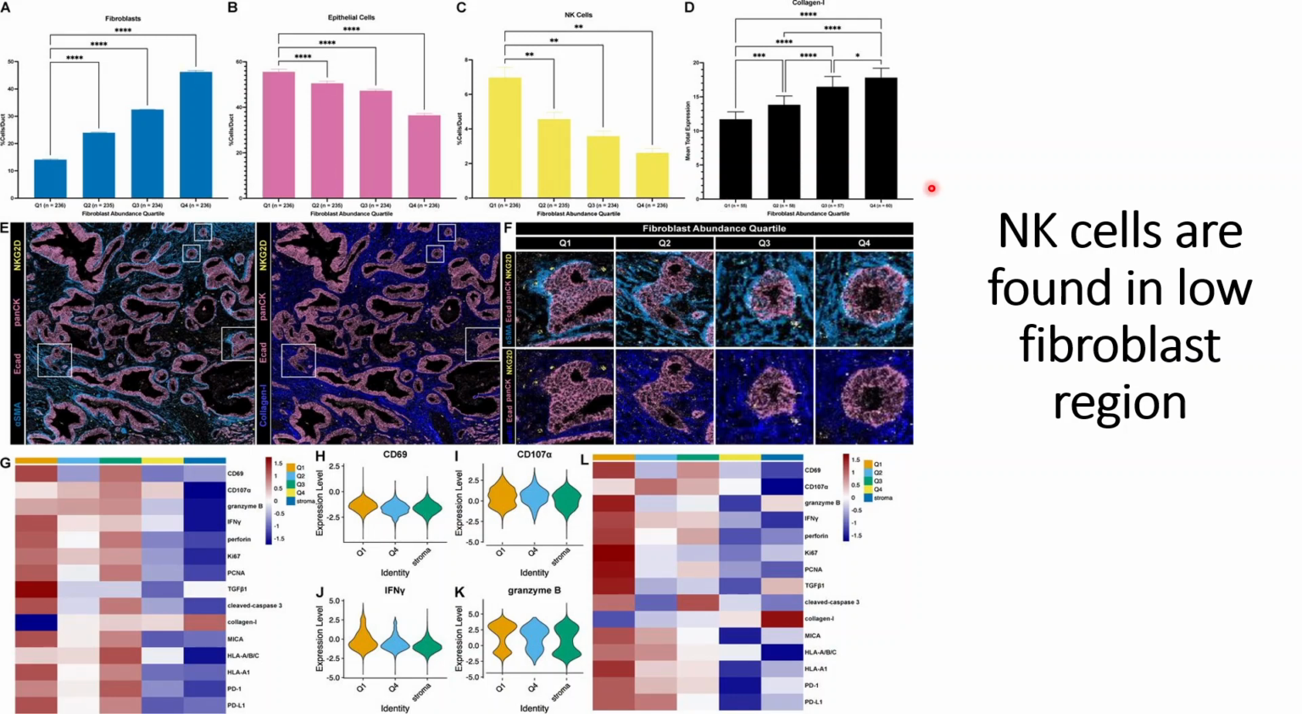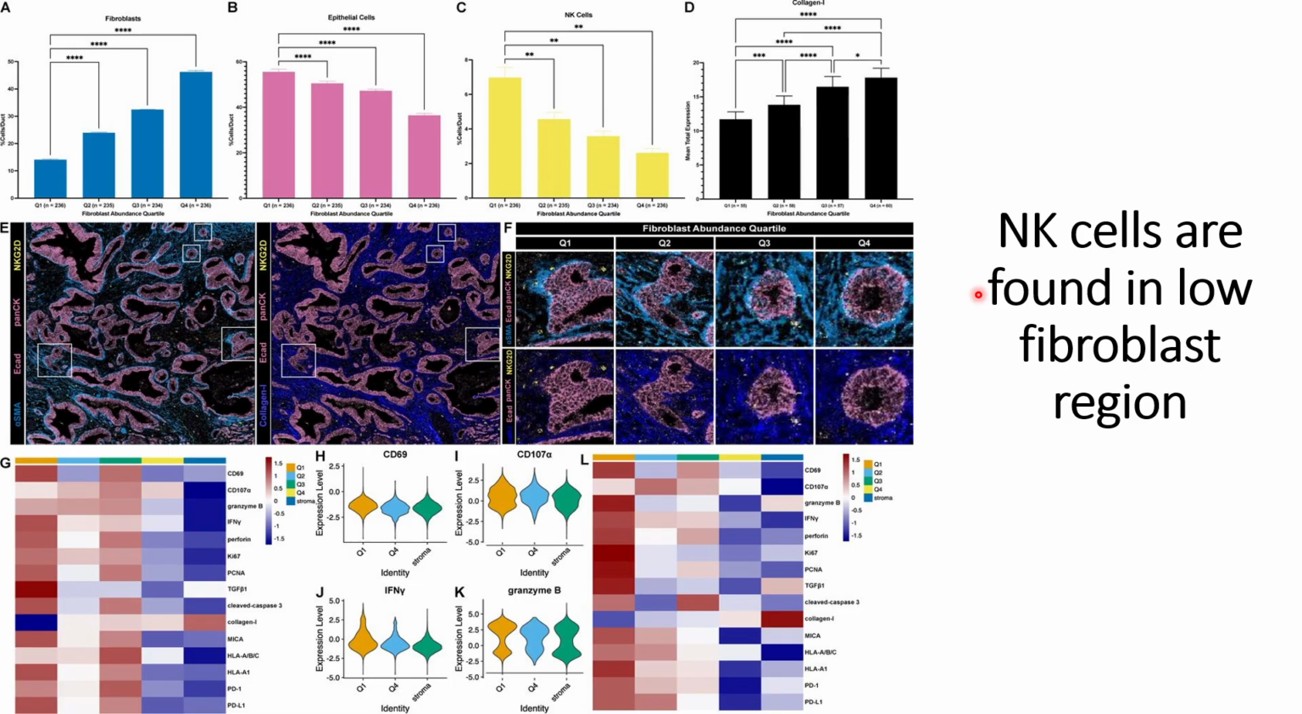In this video we will discuss how NK cells are found in the low fibroblast region of the tumor microenvironment of pancreatic adenocarcinoma. In the previous video we understood that NK cells are found in the epithelial regions of the tumor microenvironment of pancreatic adenocarcinoma.